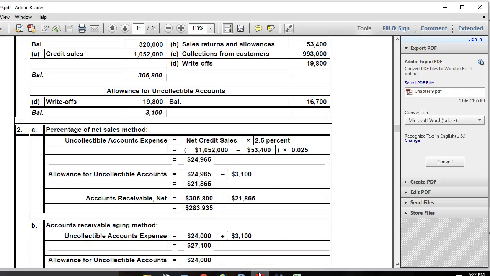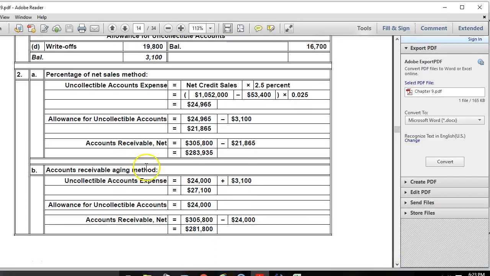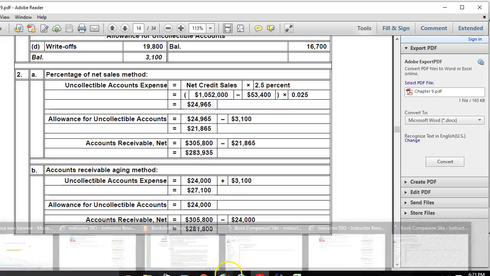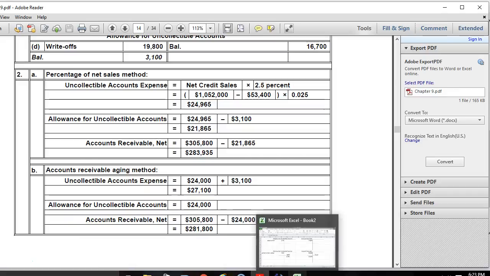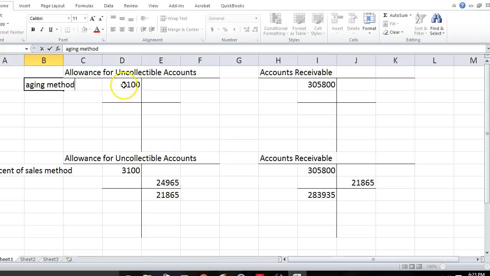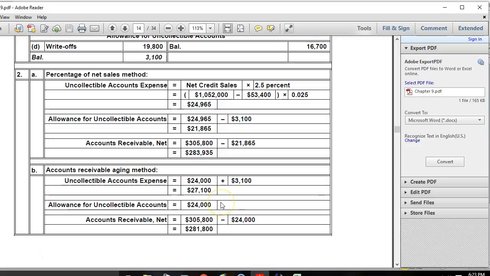Okay? So what we're going to do here is, if we know 24,000 is going to be uncollectible, we then have to plug in the amount that we're going to use for our uncollectible account expense. So if right now our allowance for uncollectibles is at 3,100 debit, and we know we want to get this to 24,000, what do we need to credit here? 27,100. Okay? That's what we're going to need to credit, the 27,100 to get us there.